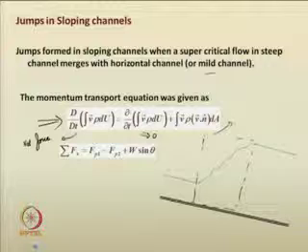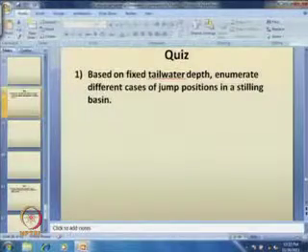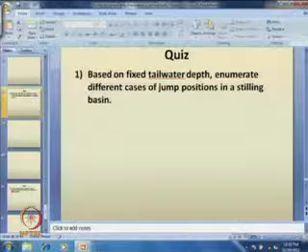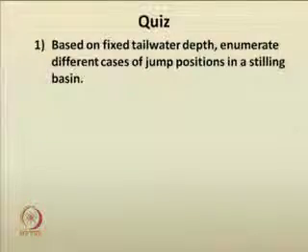Now, before continuing with this portion, let me briefly give you the solutions of the last day's quiz. Due to the time constraint, the solutions were not mentioned in that lecture, so I will just briefly describe them. The first question asked in the quiz was, based on the fixed tailwater depth, enumerate the different cases of jump positions in a stilling basin. I hope you can easily answer them.